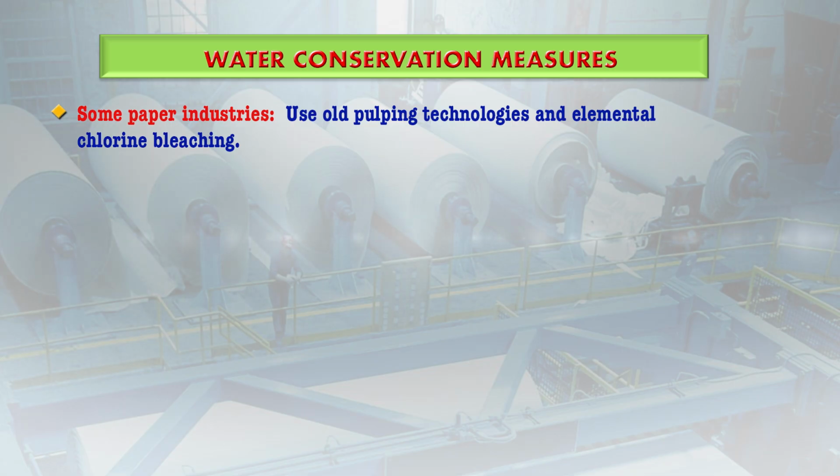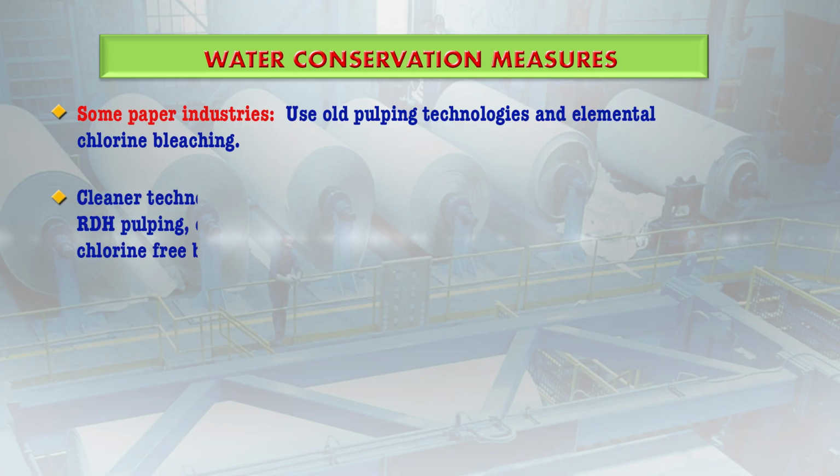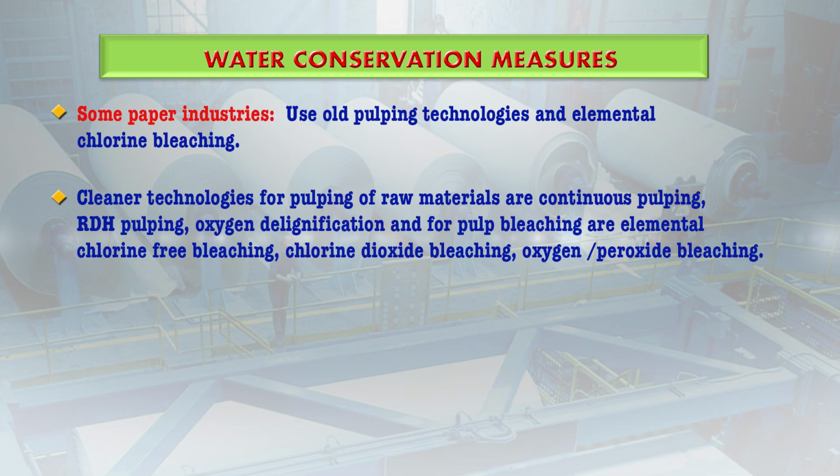Now, in some of the paper industries, mostly in India, we use the old pulping technologies and elemental chlorine bleaching. This is quite toxic and hazardous, but cleaner technologies for pulping of the raw material can be used, which are continuous pulping, RDH pulping, and oxygen delignification. For the pulp bleaching also we have modern technologies, which are elemental chlorine free bleaching, chlorine dioxide bleaching, and oxygen peroxide bleaching. These are some clean technologies.